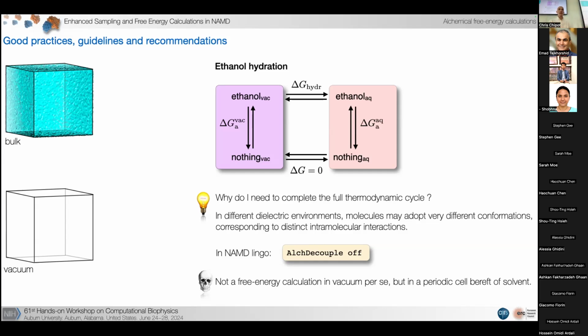So it's good practice, ignore this keyword, leave it always off, okay? I hope that I didn't blunder and made myself clear. I mean, it's important that you ignore this keyword because intramolecular interactions can be very different in the gas phase and in the water phase.